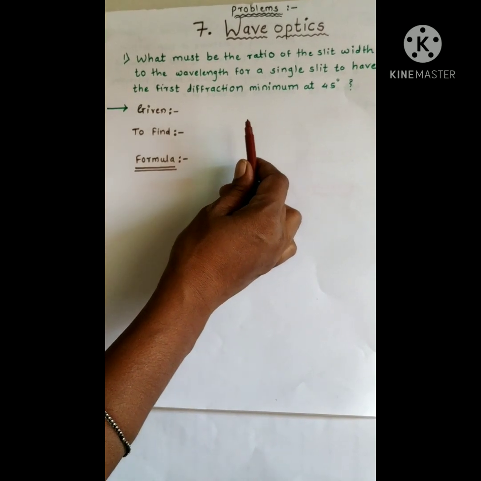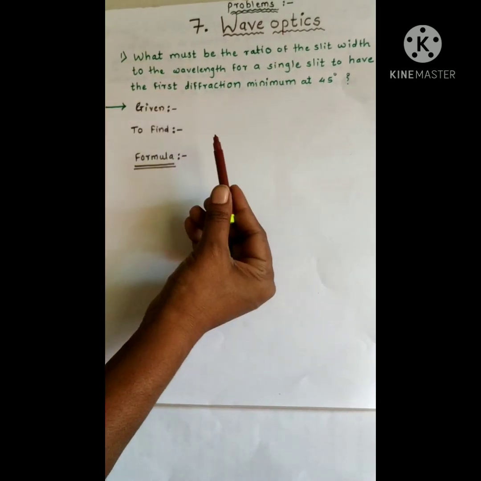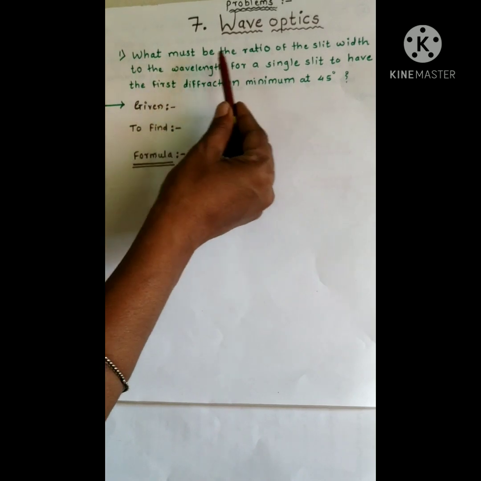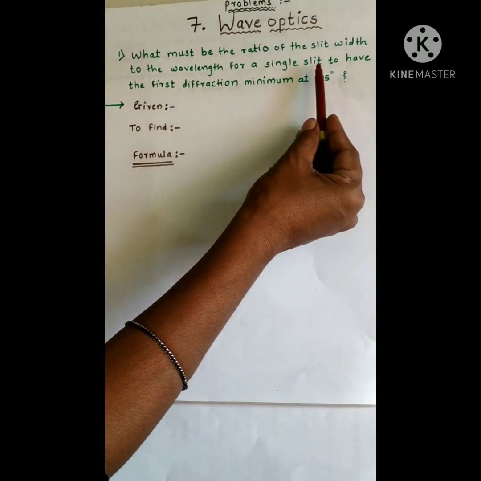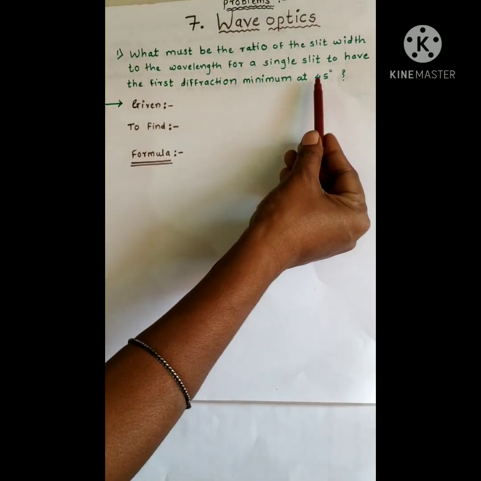Today we are going to learn the problems on chapter wave optics paper first. So first problem is like this. What must be the ratio of the slit width to the wavelength for a single slit to have the first diffraction minimum at 45 degree?